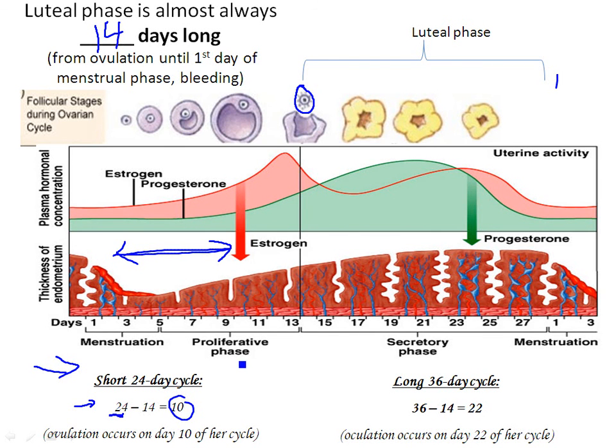So if you were looking at this and you were trying to say half of 24 is 12, she's not going to ovulate on day 12. She's going to ovulate 2 days earlier. So it's going to be important if you're trying to plan a family.